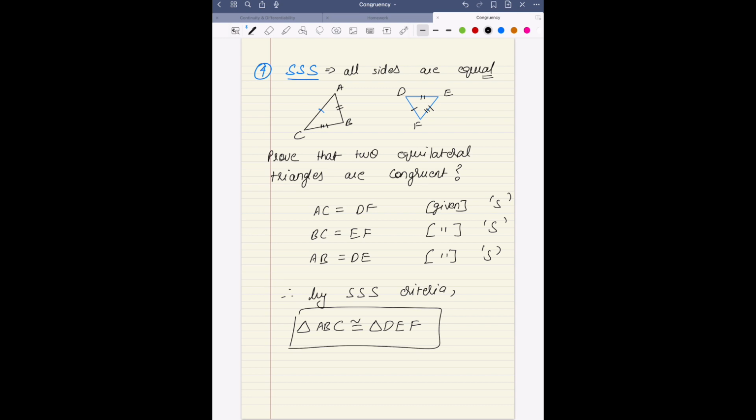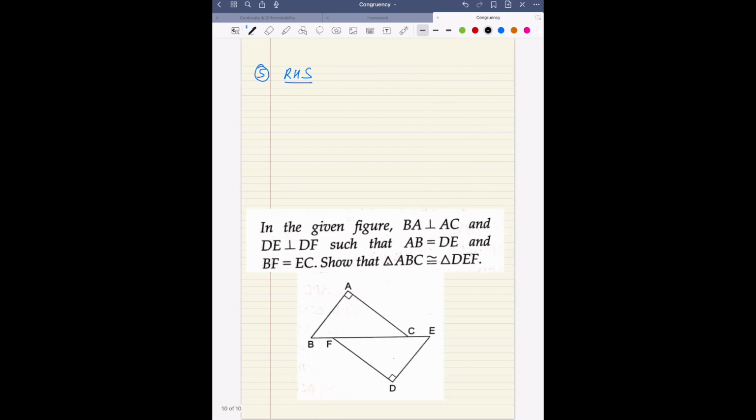Triple S is the easiest and most probably you won't get it. Or if you get it, then you're lucky. Moving to the last one. This is known as RHS. R stands for right angled triangle. So first of all, how do you apply this rule, or when do you apply RHS? When you have a right angle triangle, first look at RHS.